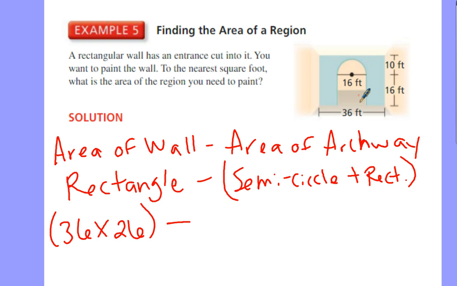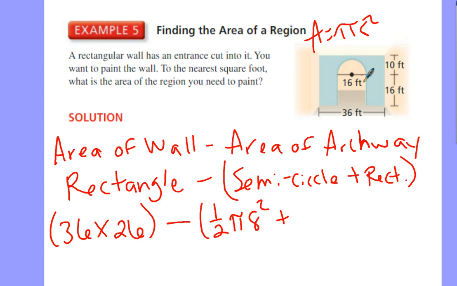Well, remember, the area of a circle is pi r squared. So the semicircle is going to be half of pi r squared. Well, in our circle that we have right here, the diameter is 16, so the radius is half of that, at 8. So it's 1/2 of pi times 8 squared plus the rectangle that is a 16 by 16 rectangle.